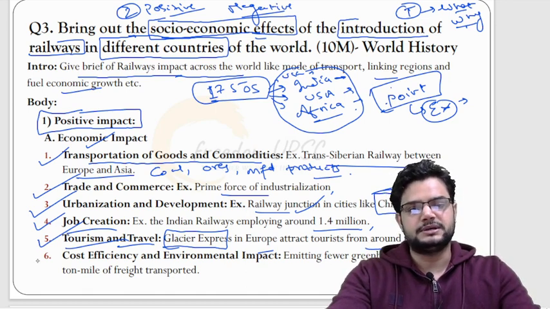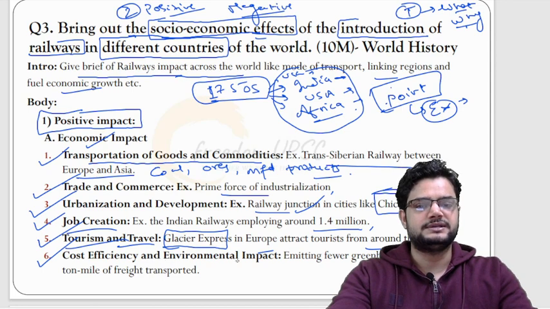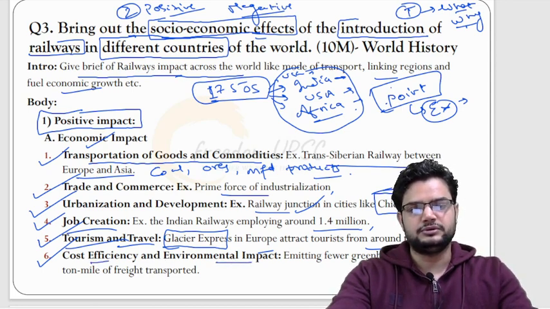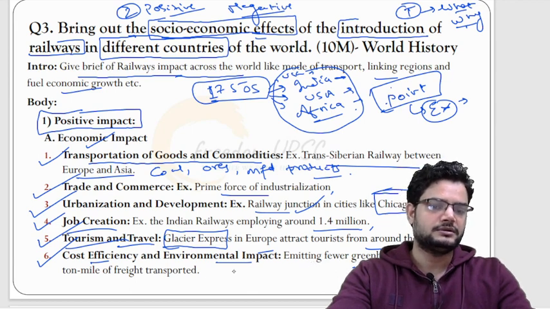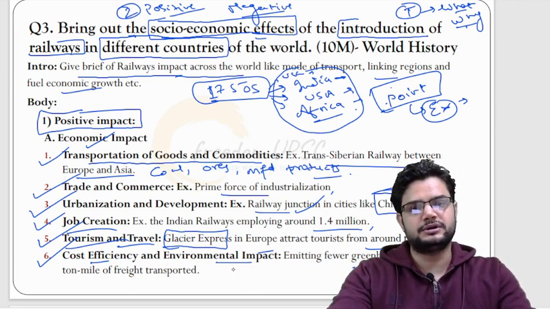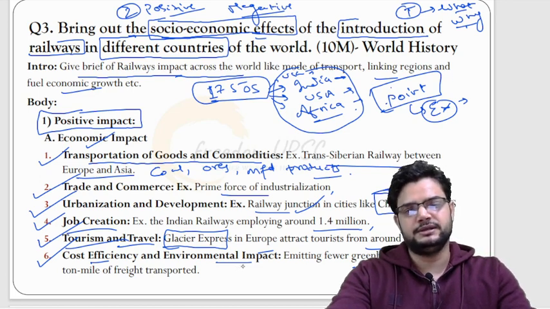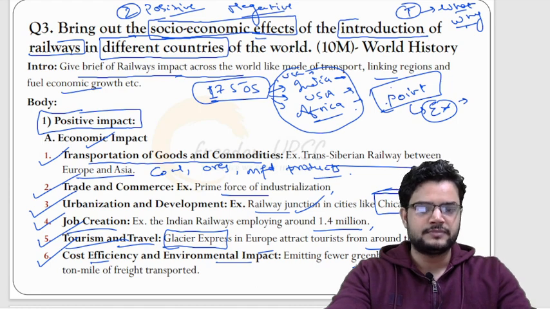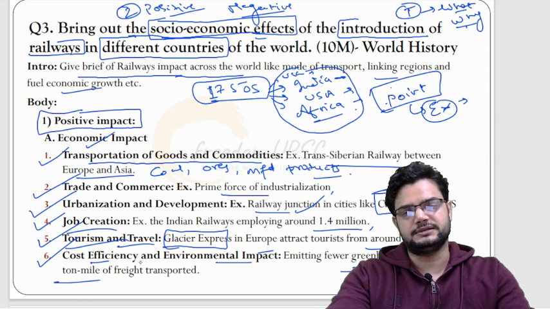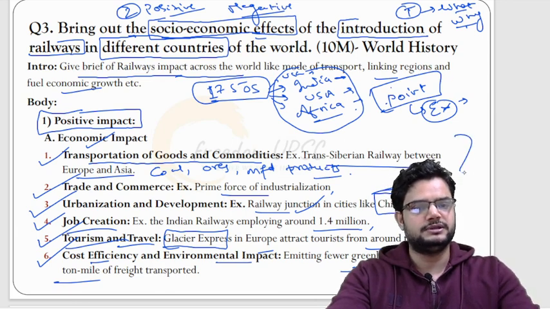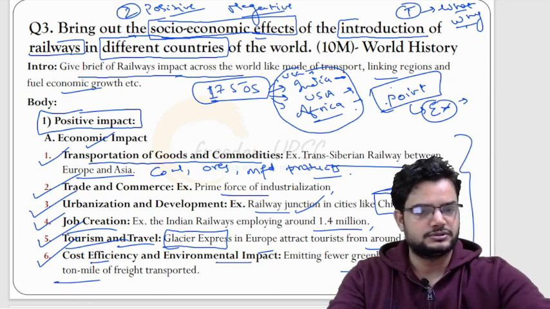Now coming to the sixth part, which is cost efficiency and environmental impact. Okay, because it is cost efficient, it led to a huge boost in the development of industries. It also says that in comparison to road transport, which was prevalent at that point of time, railway transport was very environmentally friendly. So you can say it emits fewer greenhouse gases per ton-mile of freight transported. So this is how you are done with economic impacts. Now coming to the social impact.